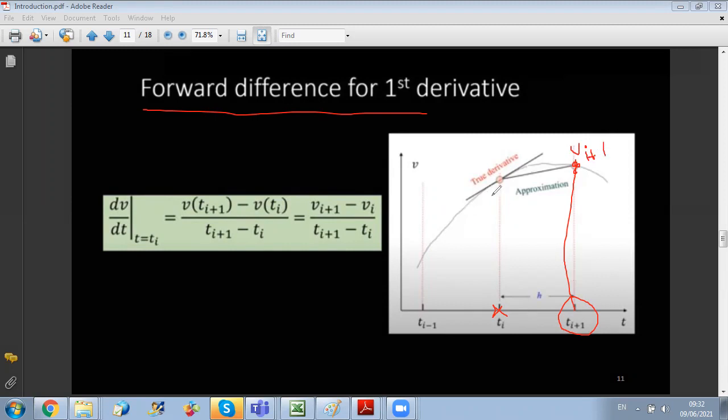And this is vi. So using the forward method, I can define the derivative at t equal ti as v(ti plus 1) minus v(ti) over ti plus 1 minus ti. And this will give me a numerical computation of the derivative at t equal ti. This is called the forward difference derivative, or first derivative.